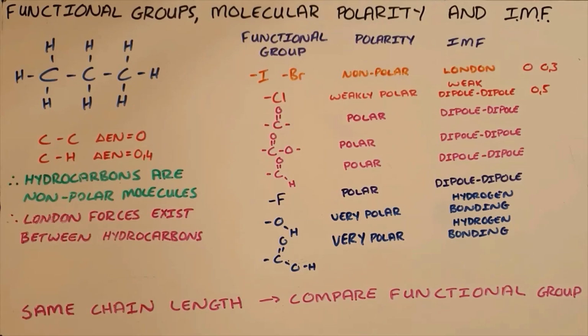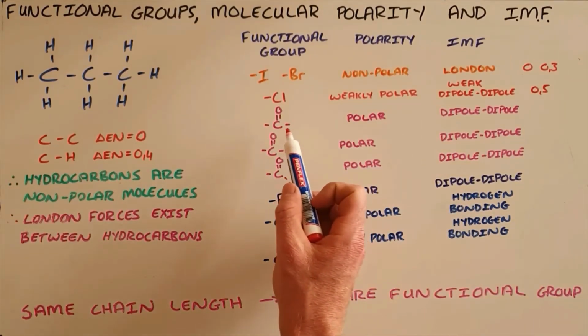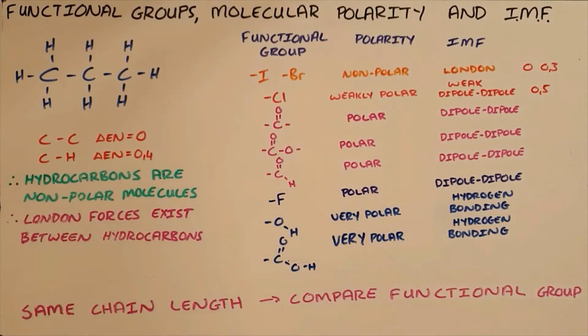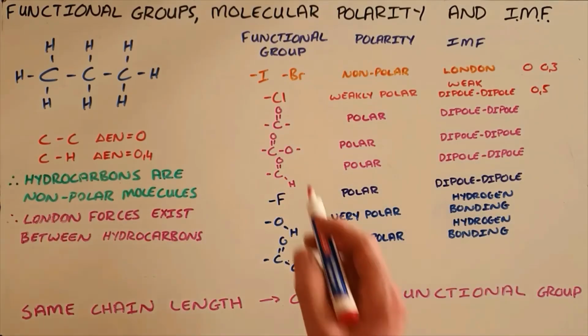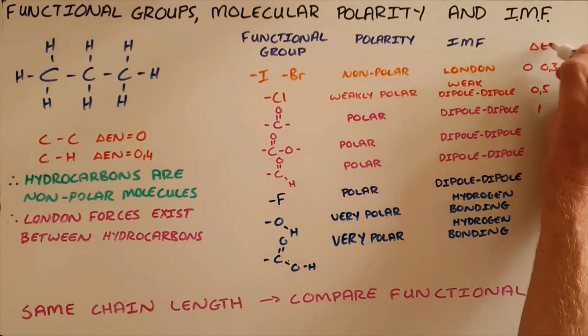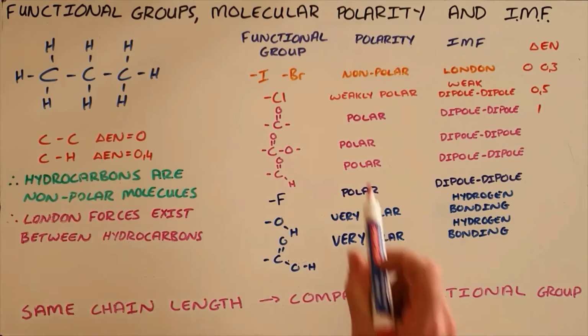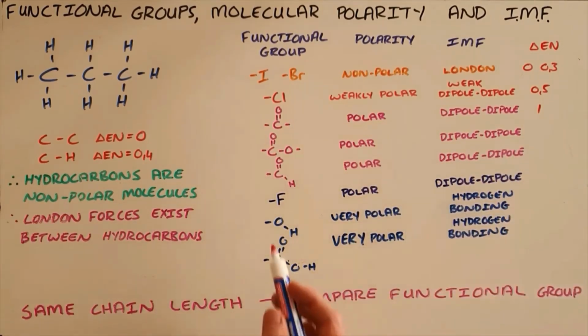The next functional group that we look at is the carbonyl group that makes our ketones, and because of the carbon-oxygen bond, which has an electronegativity difference of 1, we say that that is a polar molecule, and as a result there are dipole-dipole forces. Next comes the ester group, which is also polar with dipole-dipole forces, followed by the formyl group of aldehydes, which is also polar, which gives rise to dipole-dipole forces.